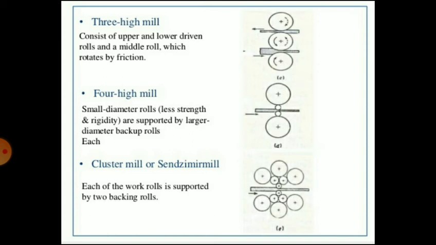Then cluster mills. It is a special type of four high rolling mill in which each of the two working rolls is backed up by two or more of the larger backup rolls. These mills are very rigid and are used in rolling thin sheets of high strength materials with good control of dimensions. So high accuracy of dimensions and surface finish can be obtained.